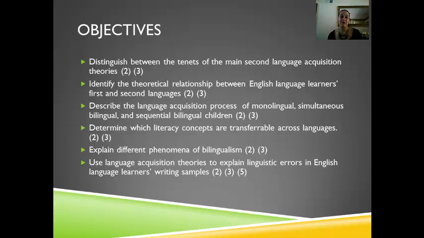Be able to describe the language acquisition process of monolingual, simultaneous bilingual and sequential bilingual children, determine which literacy concepts are transferable across languages, be able to explain different phenomena of bilingualism, and also use the language acquisition theories that we're going to cover today to explain linguistic errors in English that English language learners make and that you're going to be seeing in the writing samples that you're using for the assignment B.